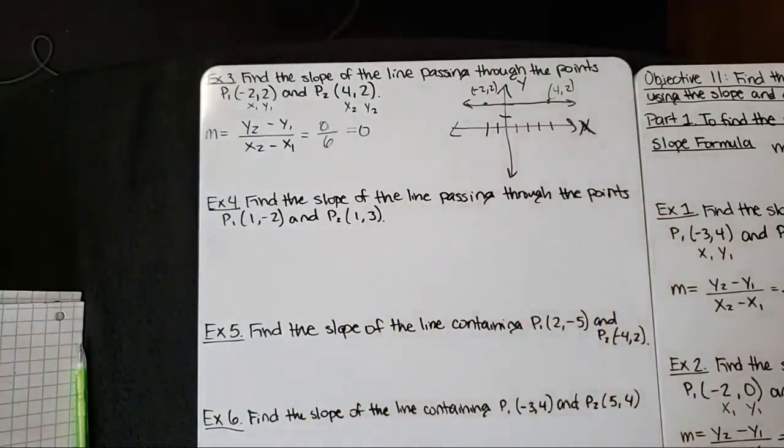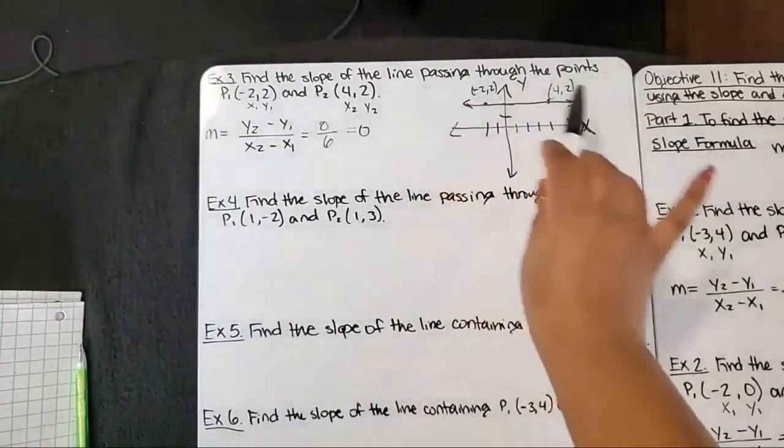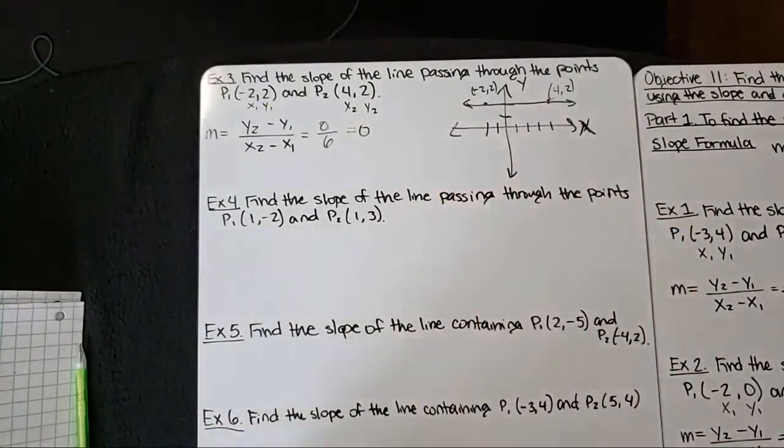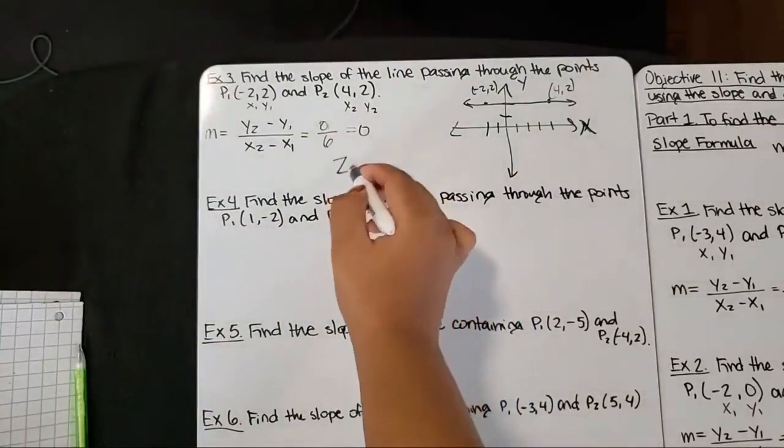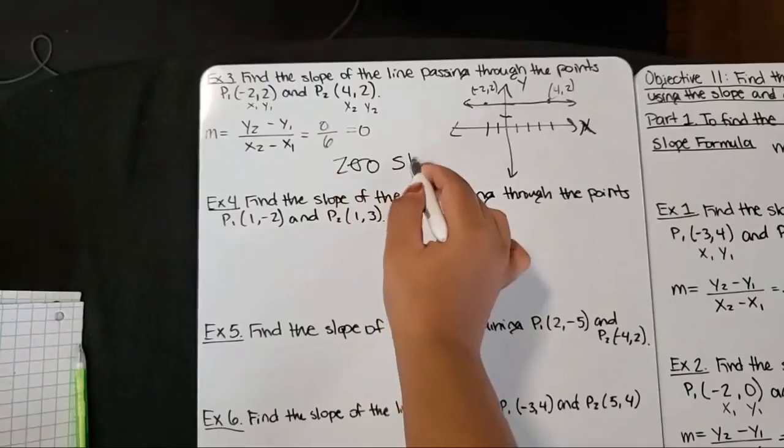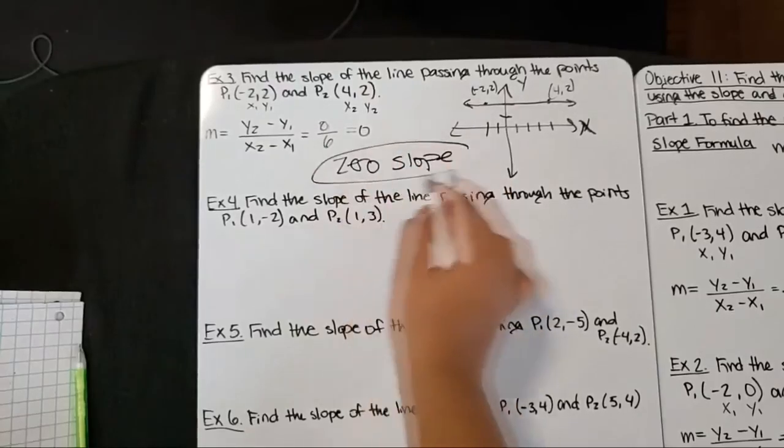So basically, one of the things that I want y'all to understand is that if a line is a horizontal line, the slope is 0. It has a 0 slope. All right?